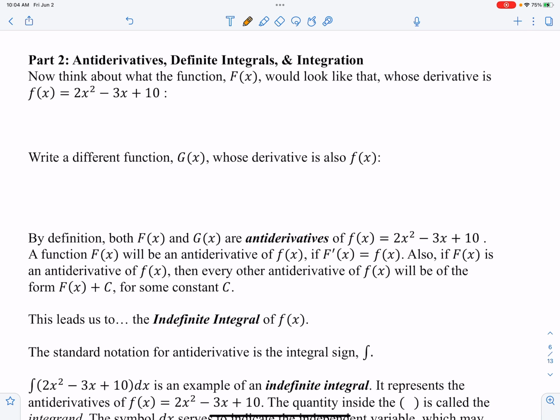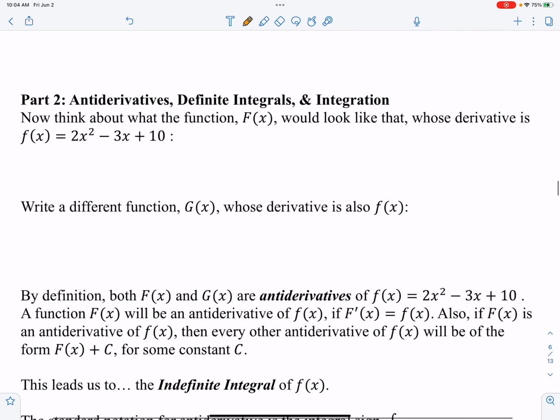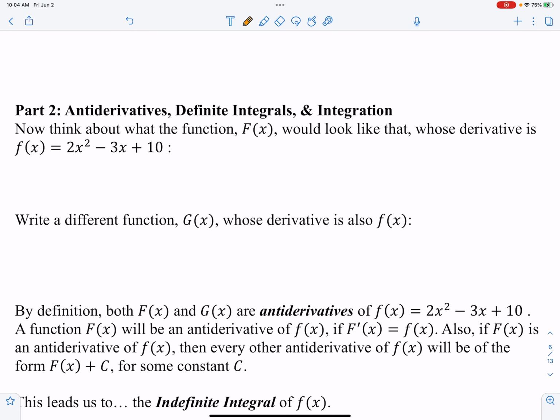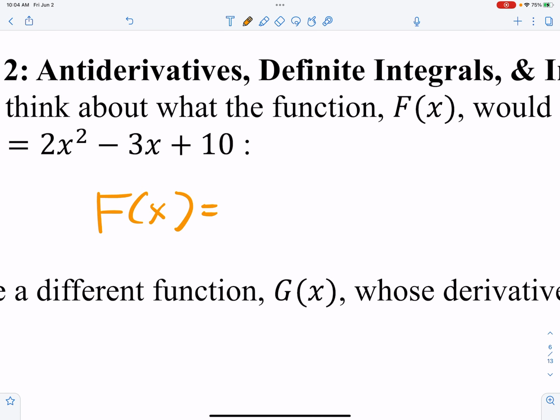So let's say that we're given a function and we want to think about finding the function whose derivative would be the given function. So where lowercase f of x is the derivative, what would be the function whose derivative would be lowercase f of x? And we're going to call that function capital F of x. Okay, so we're going in the reverse here of the power rule for differentiation.